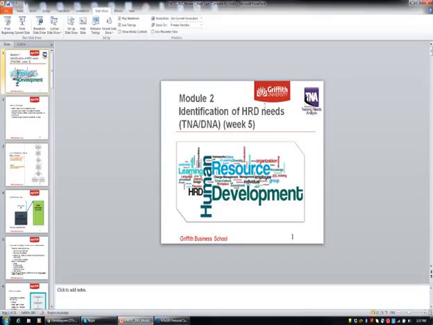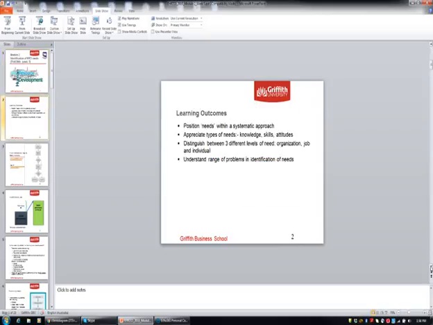At this point we're talking about needs analysis. So training needs analysis, TNA, the specifics of what needs to be trained, and DNA, which is more a broader way of looking at learning, so development needs analysis, as you know. In terms of learning outcomes today, we're positioning needs within a systematic approach. We're appreciating different types of needs, for example, knowledge, skills, attitudes, and we're distinguishing between levels of needs, organisation, job and individual, and understanding a range of problems in identification of needs.